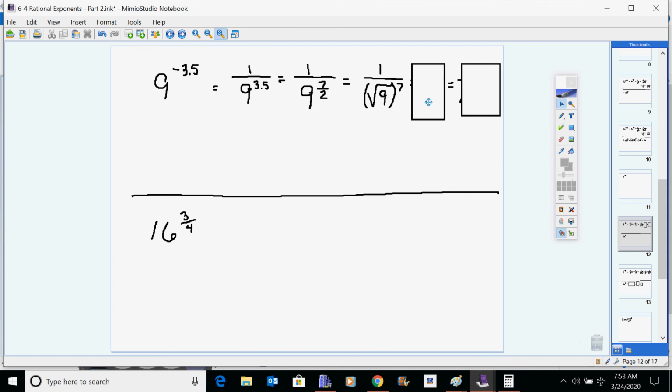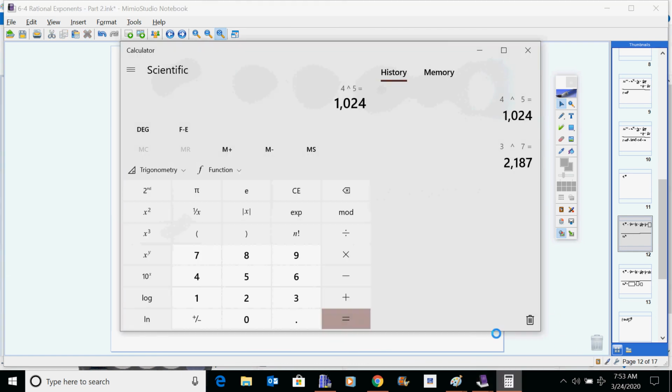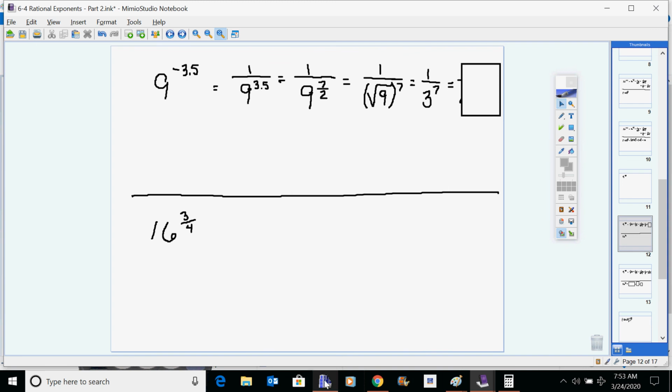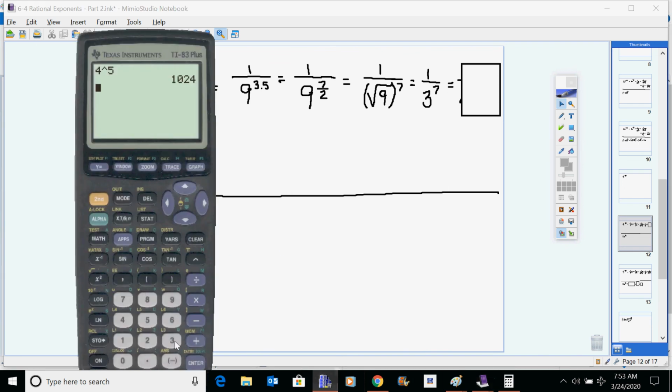This is the index, this is the power. So the square root of 9 is 3. And to the 7th power, I already kind of pre-did this one, 3 to the 7th power, just to remind you of this, in case you're using that. There we go, 2187. Or in your calculator that you need for the more advanced things, 3 to the 7th power, 2187.